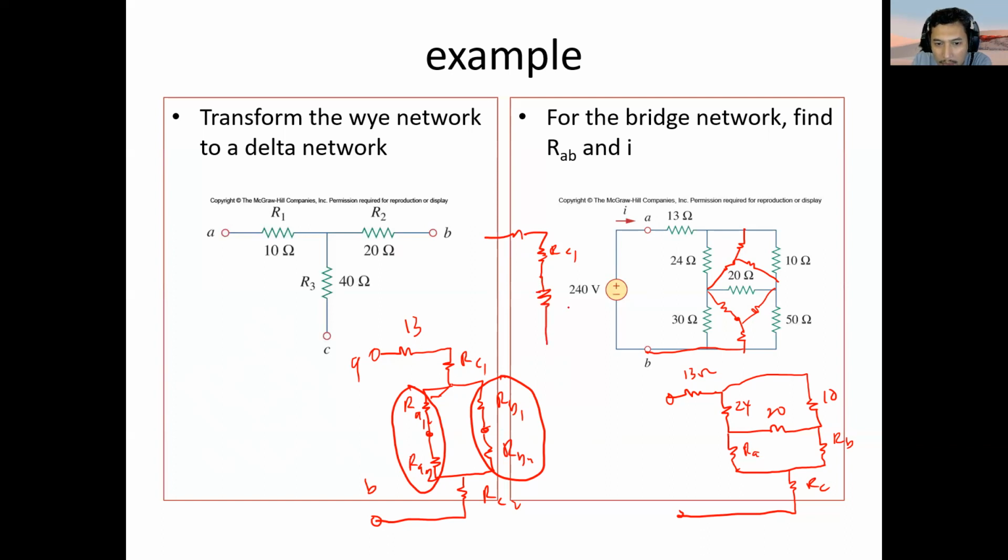And then you have a bigger this one. So this one is actually the equivalence of this parallel, and then plus with RC2. So this is actually the RAB. Okay, so RAB is actually the 13 plus RC1 plus the equivalent resistance of these two parallels and plus this one. So as you can see, there are some benefits from the transformation.